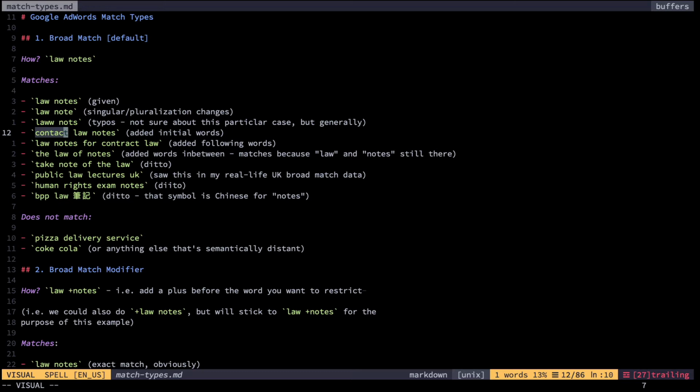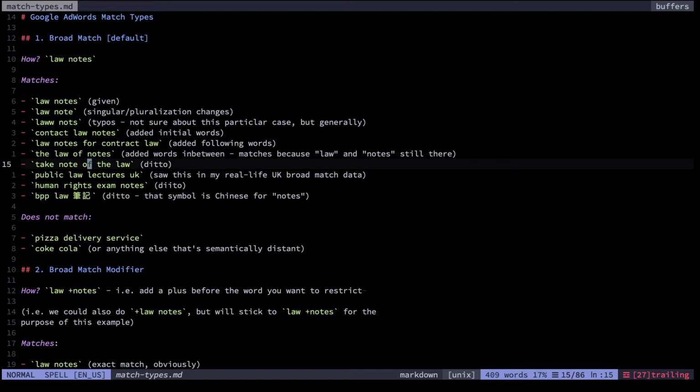This is one of the ways that the broad match really expands the amount of searches that your advertisement could potentially be appearing on. Then law notes for contract law. In this case, the extra words are at the end as opposed to as a prefix over here. Next, we have the law of notes. What's different here is that there's a word in the middle of the 2 keywords that we actually gave. We gave law notes, and this is law of notes. Same thing is happening here. Take note of the law.